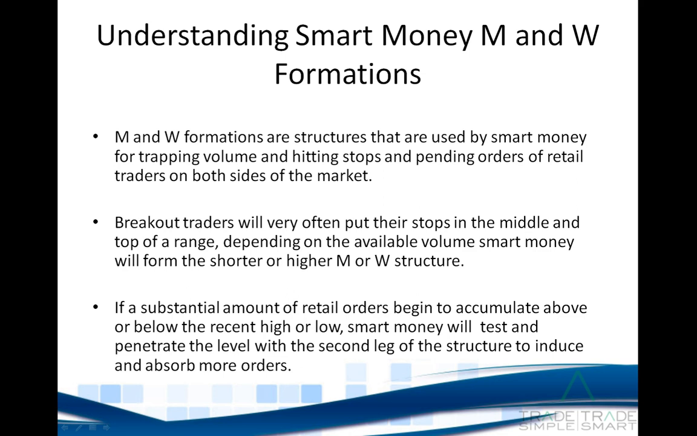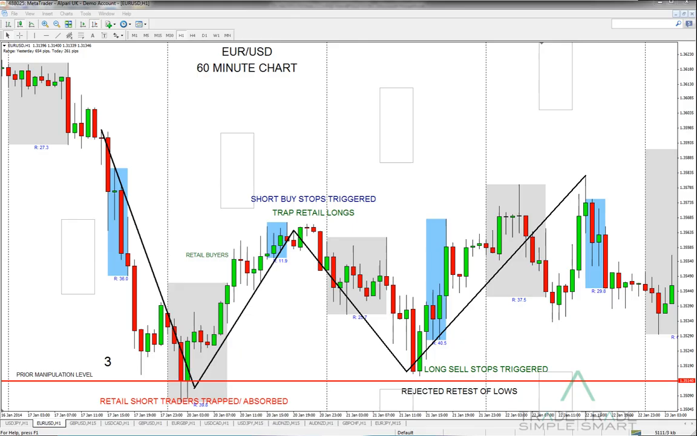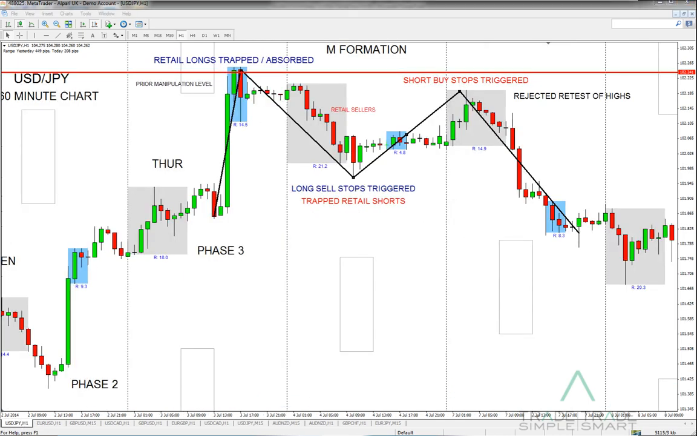So if a substantial amount of retail orders begin to accumulate above or below the recent high or low, smart money will test and penetrate the level with the second leg of the structure to induce and absorb more orders. So in the examples that we looked at, we saw both with the W and the M formation that the second leg of the structure was a test and rejection of the most recent high or low. Now, the primary reason for this is that smart money don't want to release the traders who have been trapped at the newly set high or low.